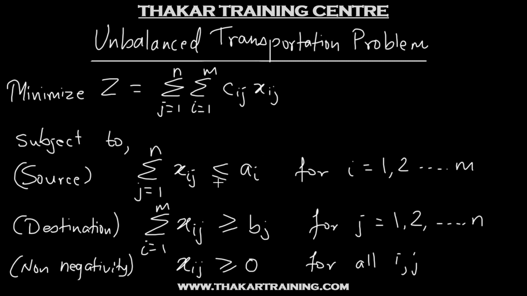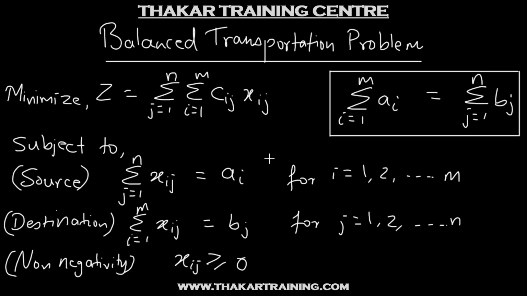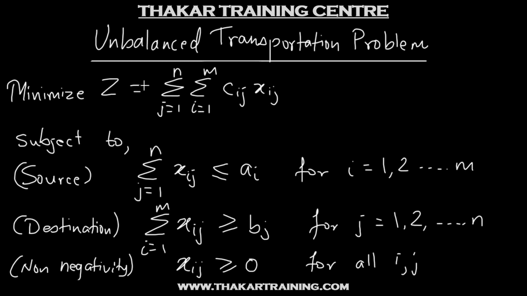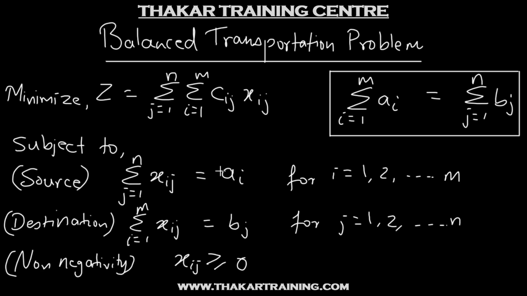We also saw that when the total of all the source capacities taken together is equal to the total of all the destination requirements taken together, we end up with a balanced transportation problem. What happens in a balanced transportation problem is that the source and destination constraints, which were inequalities in the case of an unbalanced transportation problem, are now equations. And because we deal with equations in the balanced case, it is a relatively easier problem to solve as compared to the unbalanced transportation problem.